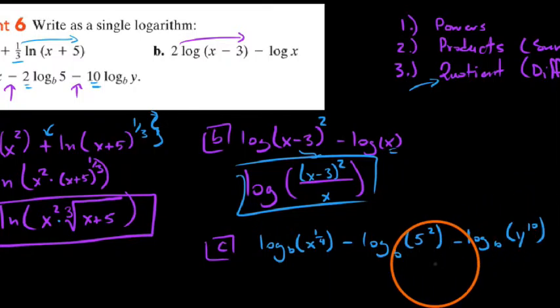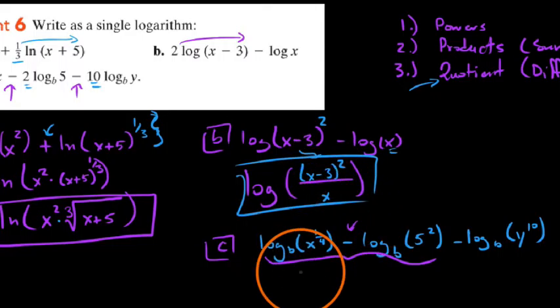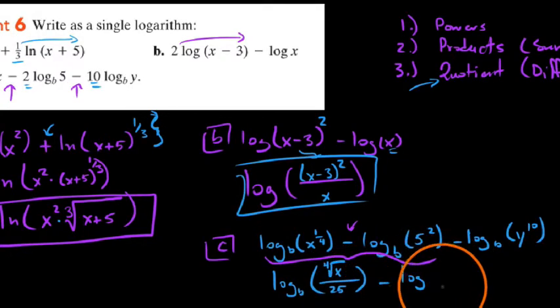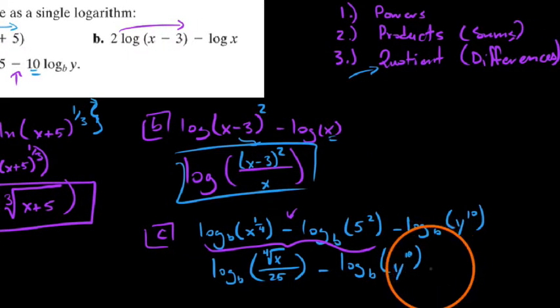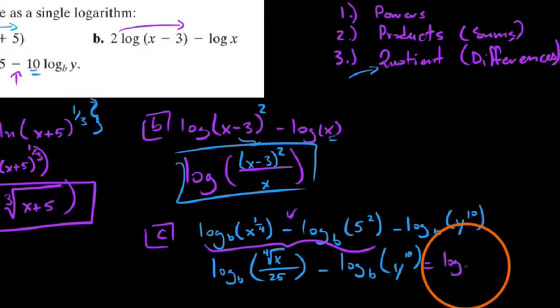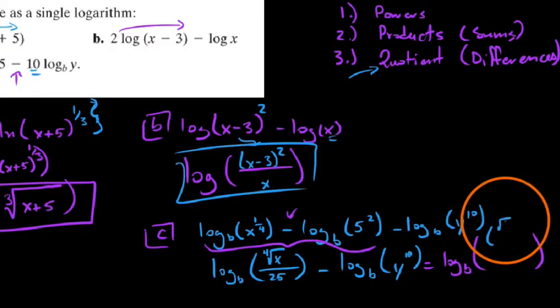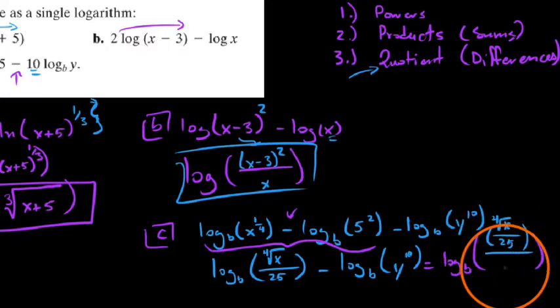So all of our powers being back on now, we're going to work with just two of these at a time. Because this is a difference, just like our last one, we have a quotient. So we have log base b of this quotient, with the 4th root of x on top and 25 on the bottom. And this is still subtracting off log base b of y to the 10th. So we're just going to do this again. We have log base b of this quotient, where on top we have the 4th root of x over 25, and this is all over y to the 10th.